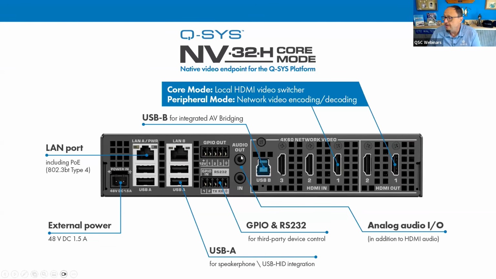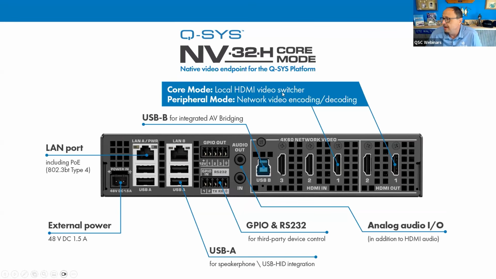Continuing along, we have the audio out and audio in. These are unbalanced on a 3.5 millimeter jack. I don't want to say stereo because it's not required that it's a stereo signal. So it's 2 input pins and 2 output pins when you drag it in. And then we have the USB-B for integrated AV bridging.